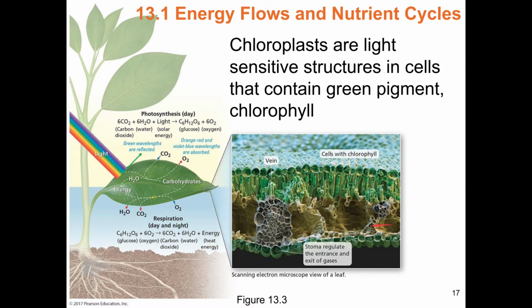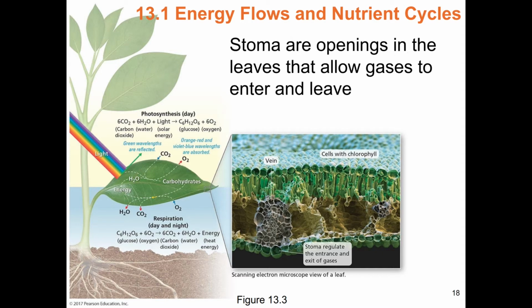This is an electron microscope view of this, a cross-section of a leaf. Here we've got the chloroplasts. Here we've got stoma, the openings into the leaf that allow gases to enter and exit, a vein to transport nutrients and water. So the chloroplasts are these green structures that contain chlorophyll. Chlorophyll is the magic chemical that allows them to do photosynthesis. Stoma are openings that the plants can regulate to let in and out gases.